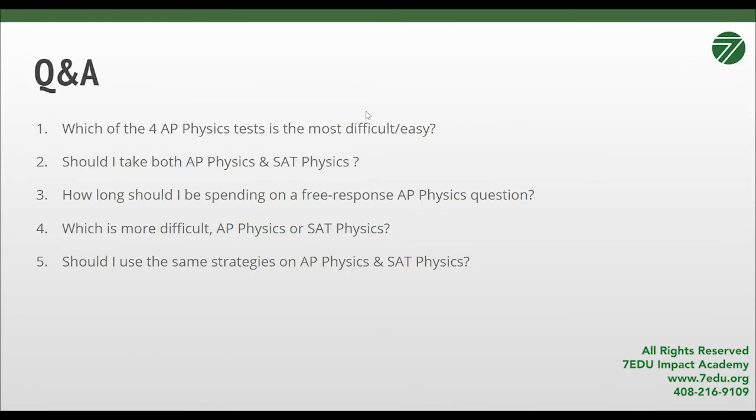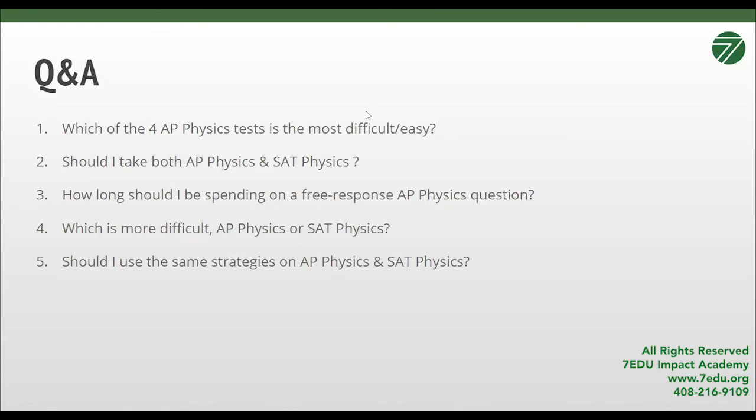So first question, which of the AP tests is the most difficult? I would say that depends on what your skill set is. Physics C is definitely more mathematically challenging. It requires you to have good calculus skills in order to do that. But it isn't necessarily as challenging language-wise.